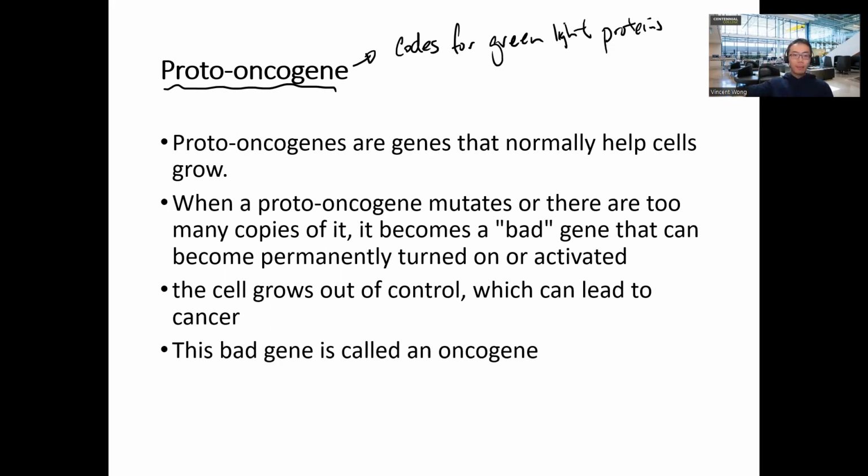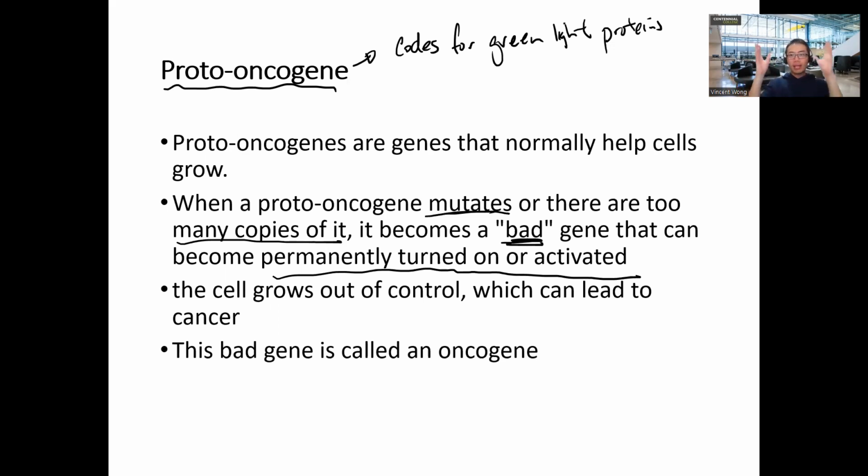However, when a proto-oncogene mutates, when there is a mistake in the gene, right? Or sometimes if you have too many copies of it, and that could happen, I'll explain how later on in the course. If you have too many copies, or if you have a mutated copy of the proto-oncogene, then it becomes a bad gene. And in this bad form of the gene, the protein that it codes for, the green light protein, will be permanently turned on. It will permanently be activated.